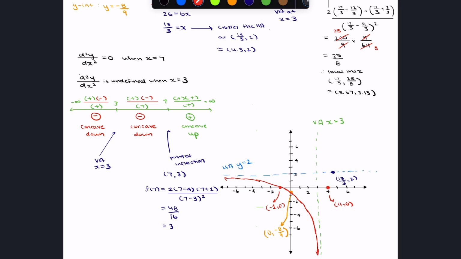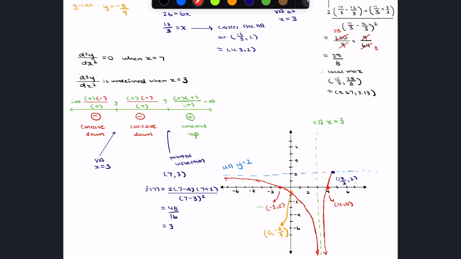So see that's decreasing. And it's concave down from negative infinity to 3. Then we hit the vertical asymptote. And then here we see that it passes through our x-intercept at (4, 0). And then it'll pass through that point that we indicated, which crosses the horizontal asymptote at (13/3, 2). And then we have a couple things that we know here.